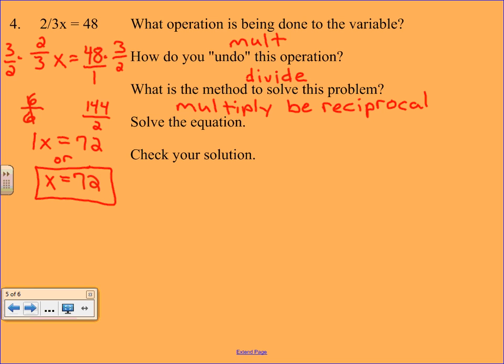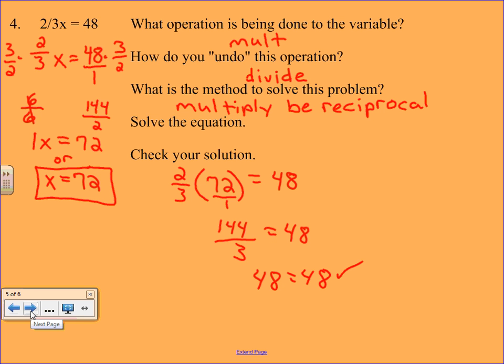Again, you can check your solution. So we'd have 2/3, multiply that by 72. On the left-hand side, when you multiply, you do 2 times 72 first. That would give you 144. And then on the bottom, you'd have 3 times 1, which is 3. So we have 144 over 3. And if you take 144 divided by 3, you get 48. So again, it checks out. We did it correctly.